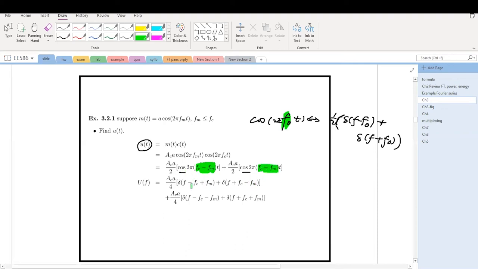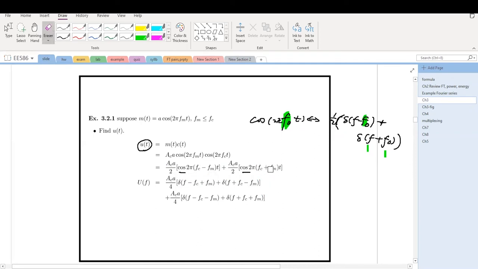So let's look at the first one. The first one, delta f minus f naught. So this portion is your f naught. This is f minus f naught, that's f minus fc plus fm. And then f plus f naught, that's f plus fc minus fm. That's this portion. This is the first term.